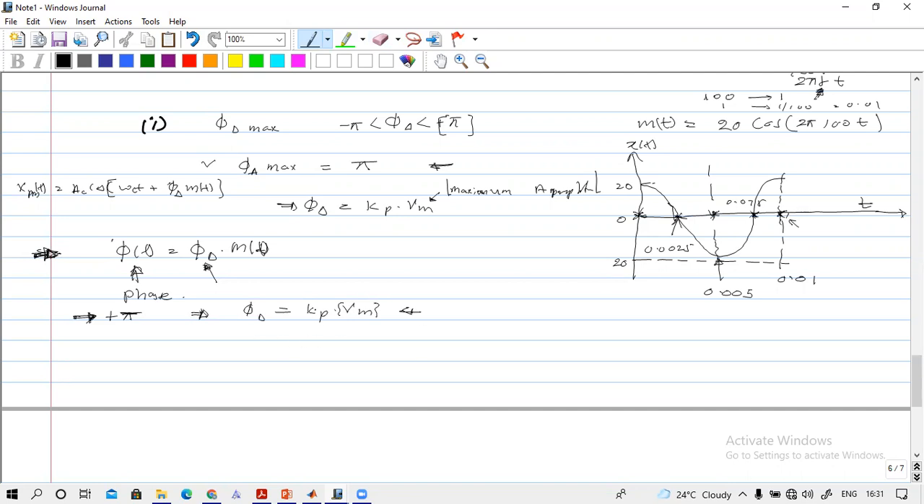So you can see that we have to keep this delta at maximum at 5. So this delta will be 5, and we have Kp and the maximum Vm. The maximum is 20, this is the maximum amplitude. So we can keep Kp as 5 by 20. So that is the answer.